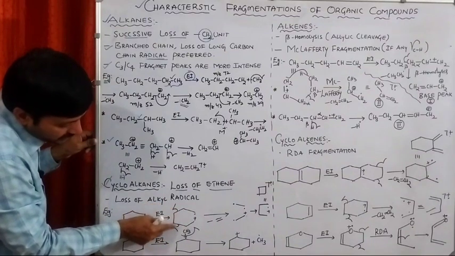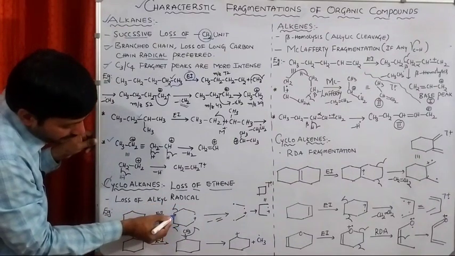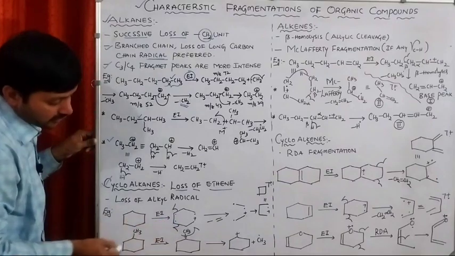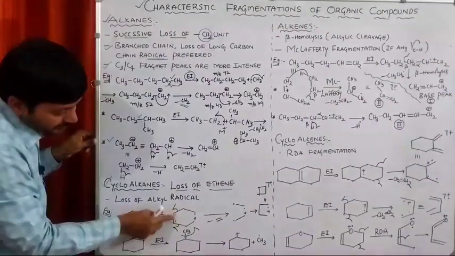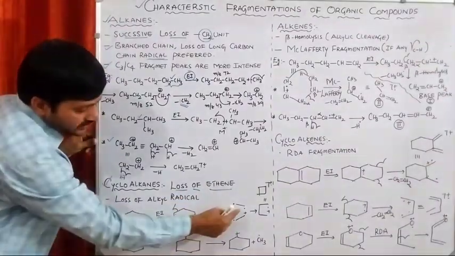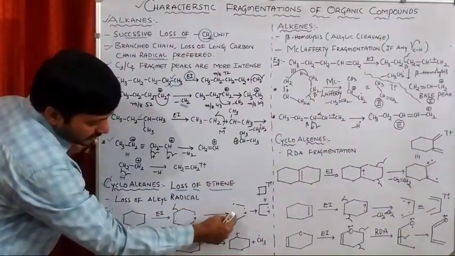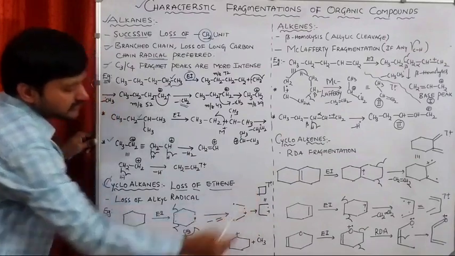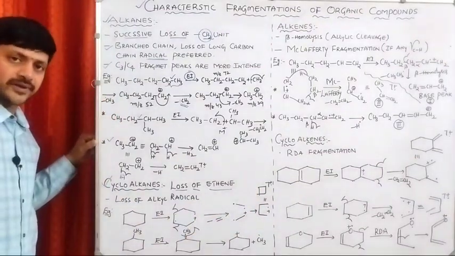So here what is happening? These two bonds are subjected to homolytic cleavage. Thereby what will happen? You will get the radicals here or not? So these two radicals can form a pi bond. So ethene is removed. Ethene is removed, then this is subjected to cyclization. You will get this kind of ion in the spectrum.